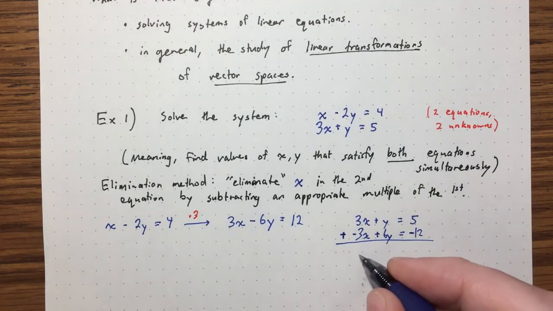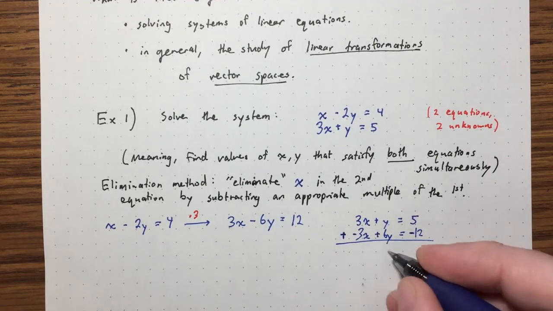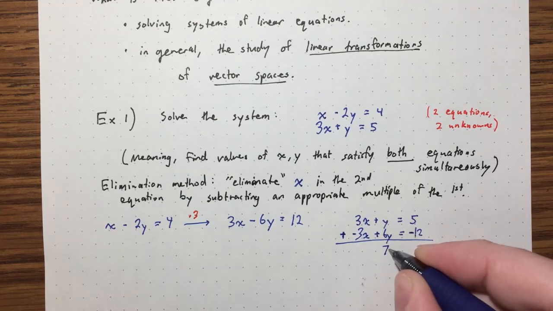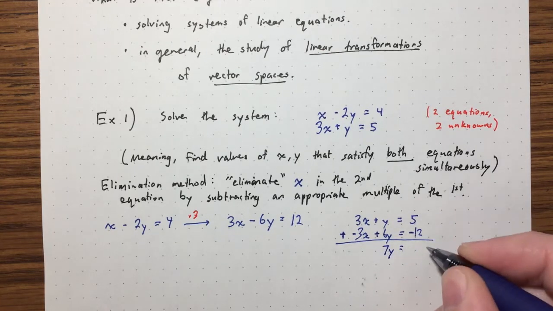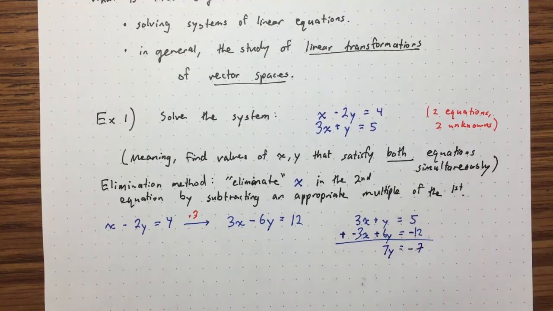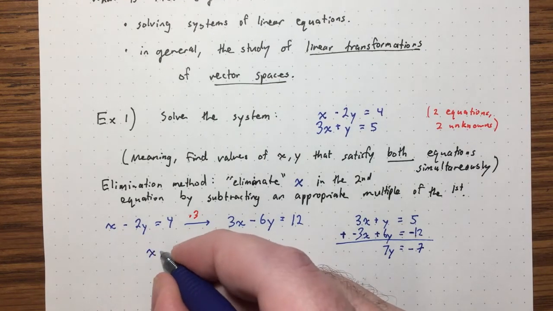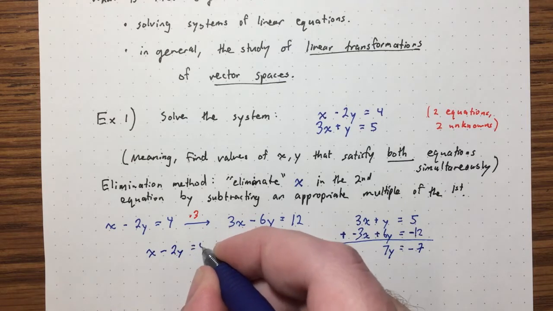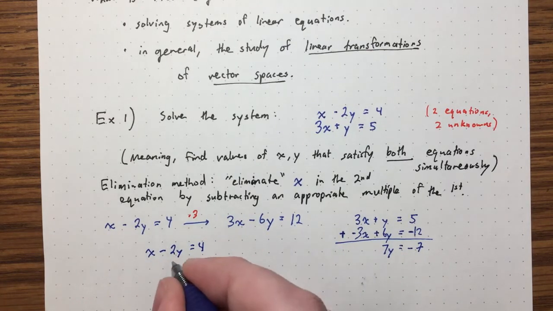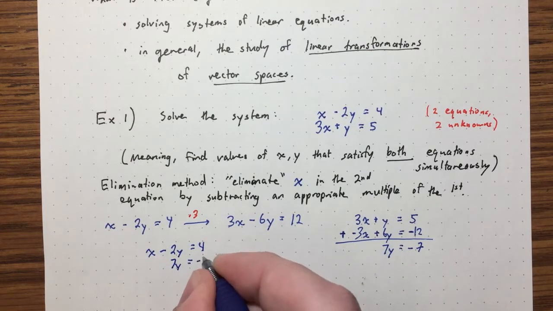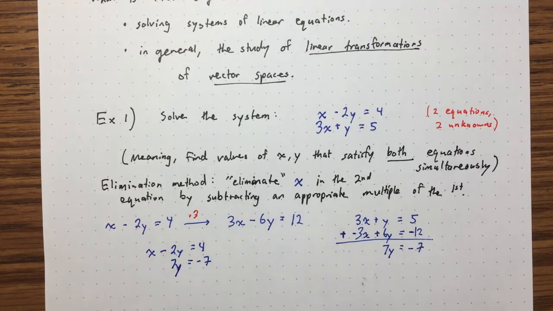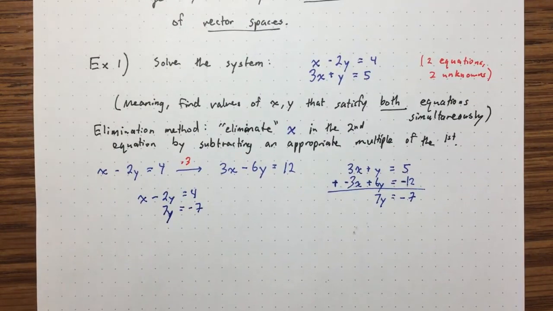And I get 0x, so I won't even write anything there. And I have y plus 6y equals 7y. And what do I get over here? I get minus 7. Okay, I'm just going to write out my system once more, but I'm going to replace the second equation with 7y equals negative 7. So there's my new system.